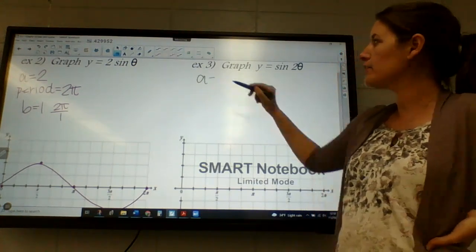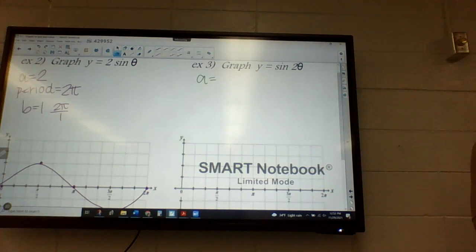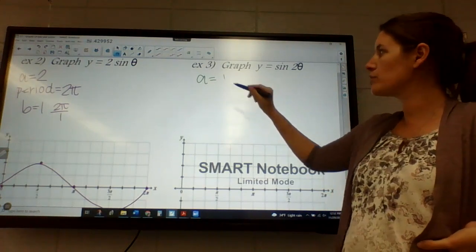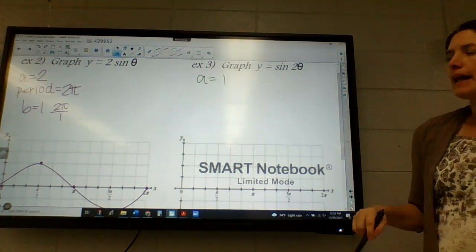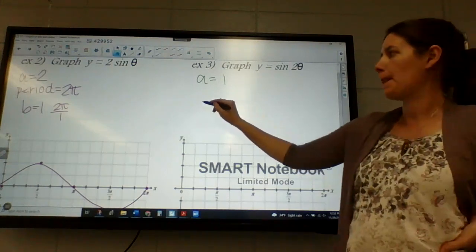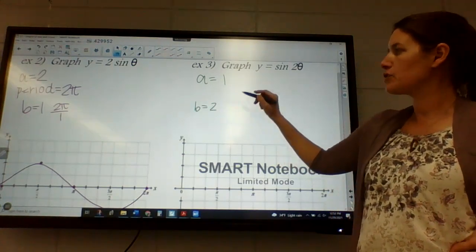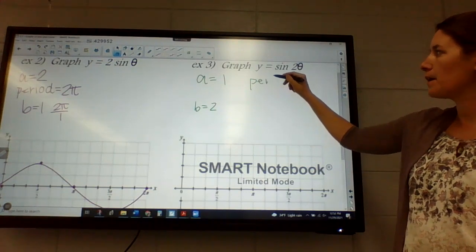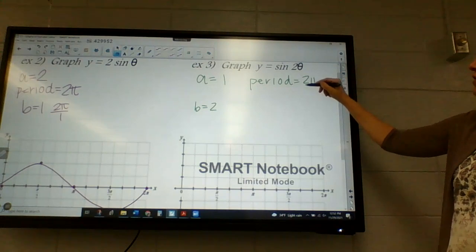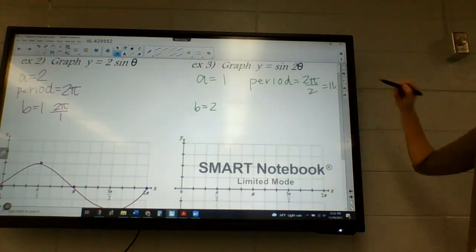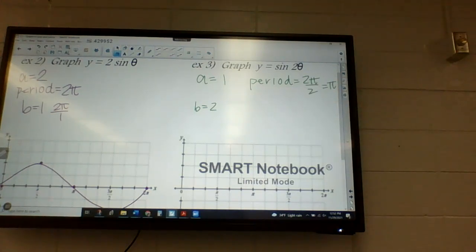So our a value in this case is what this time? It's only 1. So the amplitude is just going to be 1. So this one's going to be a shorter graph in terms of height. But now the b value is what? B is 2, which means when I go to find the period, you do 2 pi divided by 2. So that's just going to be pi. So that means it's going to do a full cycle revolution before we get back to pi again.